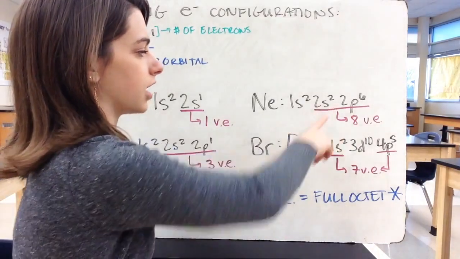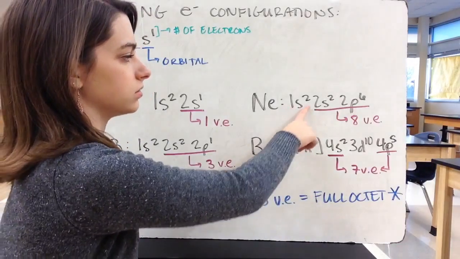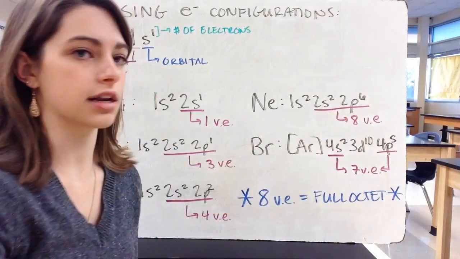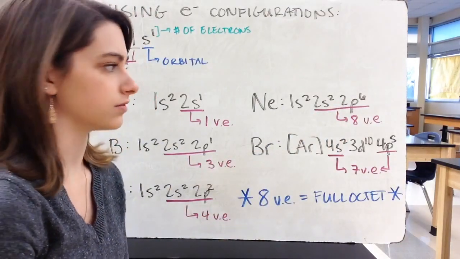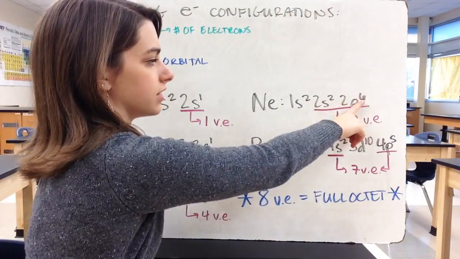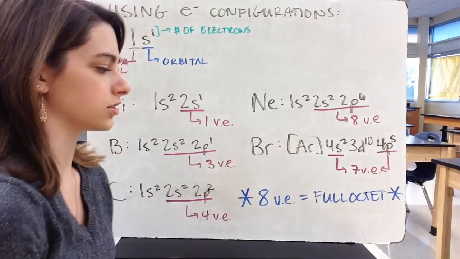If we skip over a couple and we look at neon, neon's electron configuration is 1s2, 2s2, 2p6. Highest energy level is still the second energy level. We have 2 of the electrons in the s orbital. We have 6 of the electrons in the p orbital. So we have a total of 8 valence electrons.